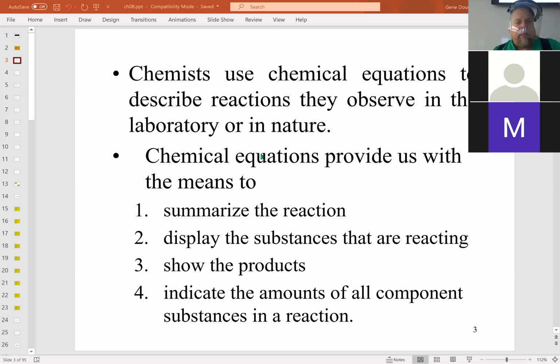So to summarize the reaction, display the substances that are reacting. The chemical equation always involves change. They rearrange. You have reactants and products. For example, this one here, aluminum reacts with iron oxide to form iron and aluminum oxide. That's the thermite reaction there. You have the reactants and products on both sides. So this is very basic stuff.